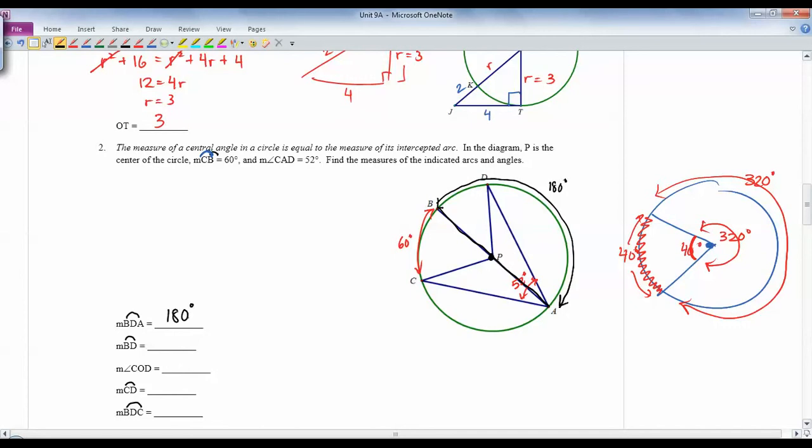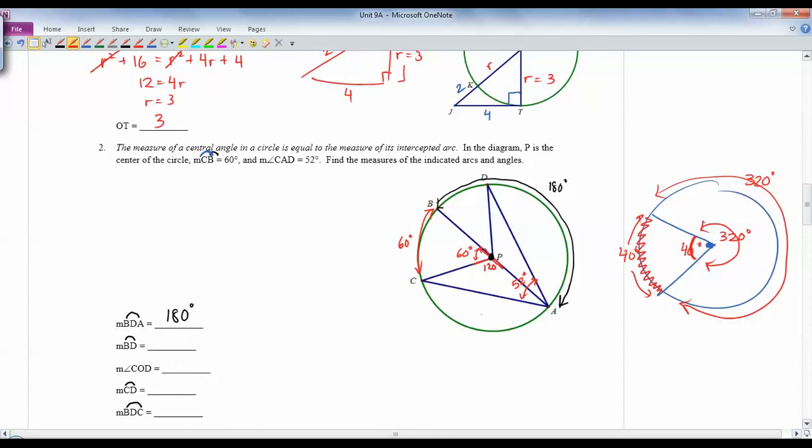Okay, let's see. What else do we need here? Why don't we just fill in whatever we can first? I know that this arc BC is 60. So that means that this angle right here, the central angle, has to be 60. I know that the angle next to the 60 has to add up to 180 because this is a straight angle. So the angle next to it is going to be 120. So I'll put 120 right here.